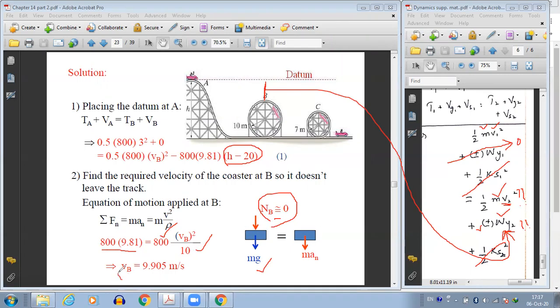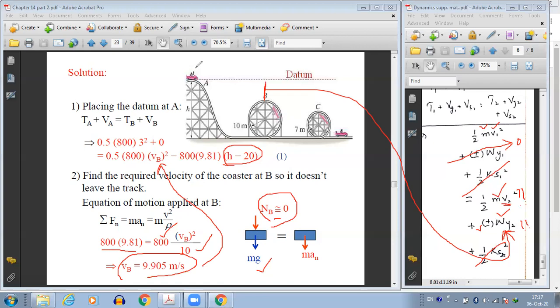So we get what would be the VB for this case. We substitute that VB here, and we'll get the height. This is the limiting height. If we put this height at point A, then the roller coaster will actually fall down. So our height should be more than this. In any case, this is the limiting case.